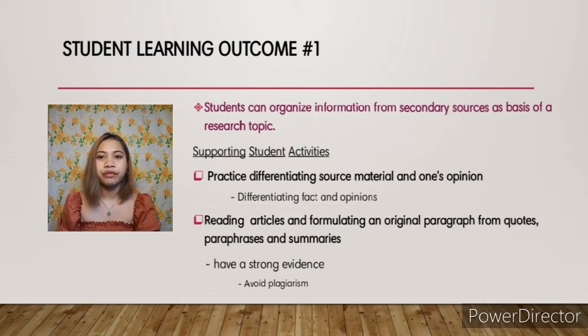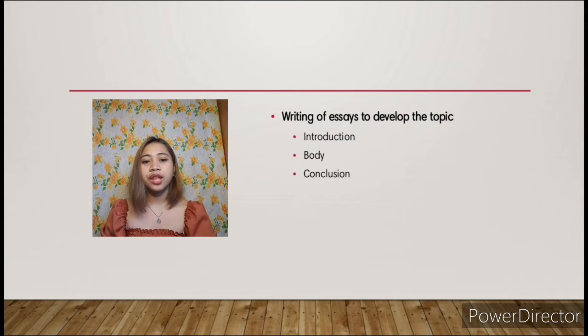Second is the reading of articles and formulating an original paragraph from quotes, paraphrases, and summaries in order to have a strong evidence as well as to avoid plagiarism. The third one is the writing of essays to develop the topic. It must have an introduction which contains the background information. Next is the body, include the main points that discuss the topic. And the last one is the conclusion or the summarization of the whole topic.